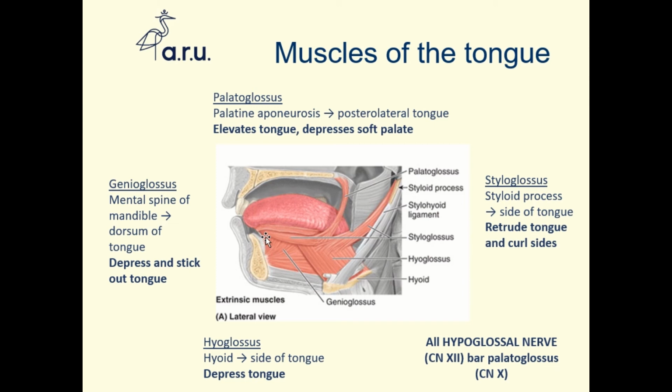All the extrinsic muscles which we've covered are basically innervated by one cranial nerve, which is the hypoglossal nerve. The hypoglossal is the 12th cranial nerve. There's one exception though, the palatoglossus. The palatoglossus is innervated by the 10th cranial nerve, which is the vagus nerve.